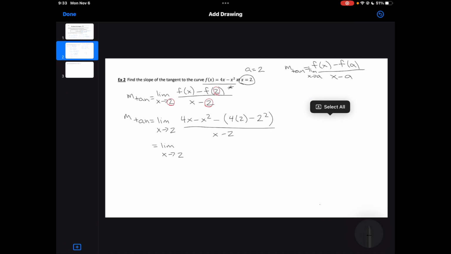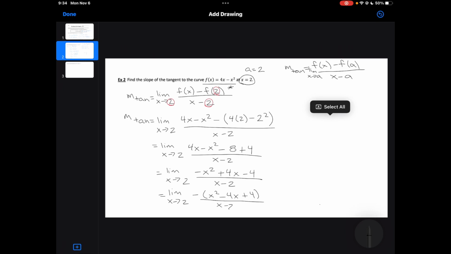So I can keep going. Let's see. 4x minus x squared minus 8 plus 4. All I'm doing here is I'm expanding and simplifying. I've got minus x squared plus 4x minus 4 all over x minus 2. So that I can factor that expression, I am going to take out the minus sign. Trick that we've used in other situations. And then I'm going to factor the top. So I haven't evaluated my limit, so I need to keep writing it down. I can actually factor this as a perfect square trinomial, which is x minus 2 all squared.